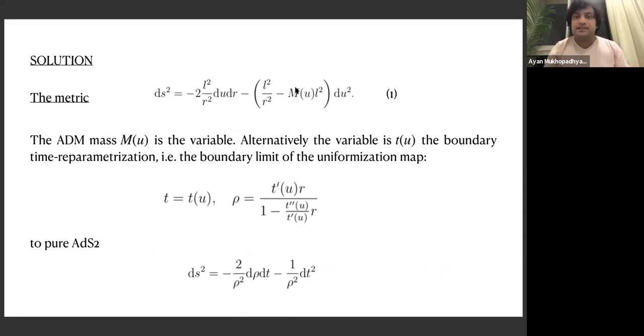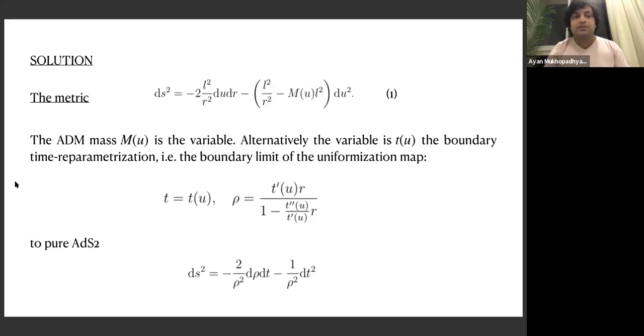And m of u is an arbitrary function. So m of u is actually the ADM mass, and it turns out is the right kind of variable which evolves in time. But alternatively, we can also think, instead of m of u, of a different kind of variable, which is a time reparameterization variable, t of u, which I'm defining now.